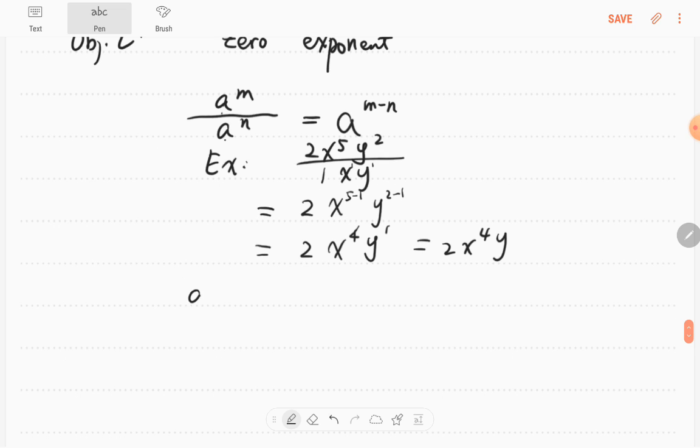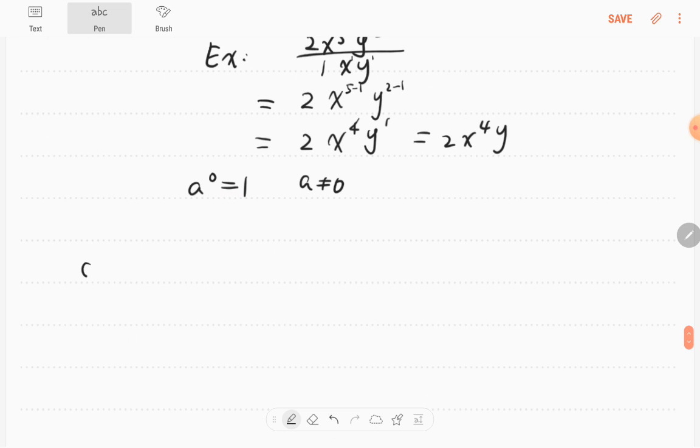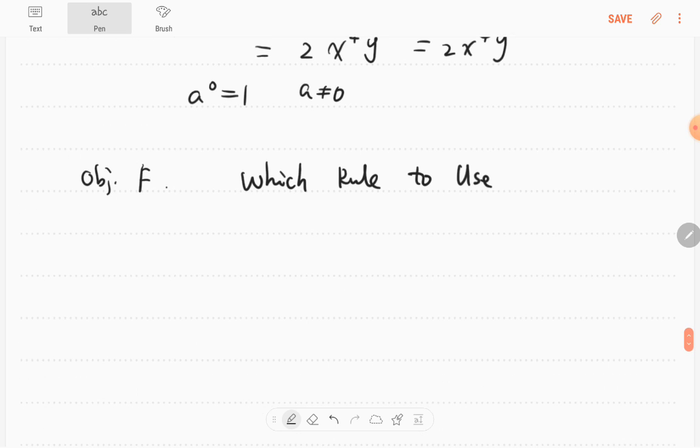And we have another property: if a is not equal to 0, then a to the 0, we will always get a value 1. Okay, if a non-zero number is raised to the 0 power, then it is always equal to 1. Okay. So the last objective is you should pick which rule to use. You should pick which rule to use.